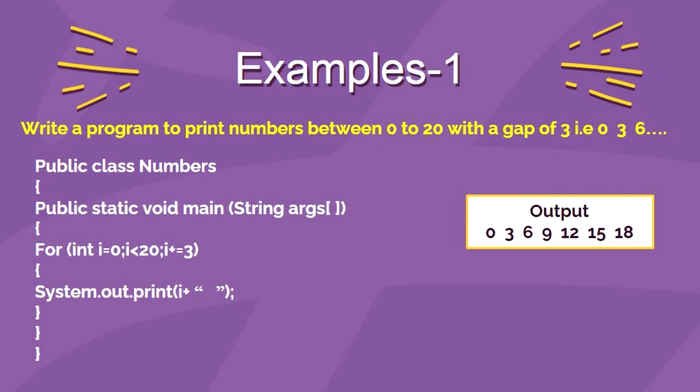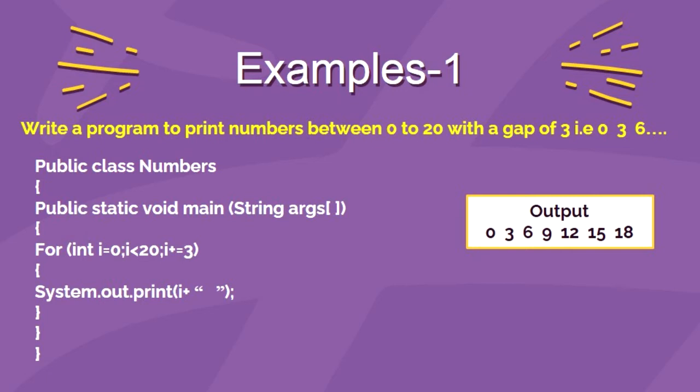In this example 1, the question goes like this: write a program to print numbers from 0 to 20 with a gap of 3. That is, after 0, 3 should print. After 3, 6 should print, and it should go on. The class name is Number. So, public class Number, opening the block. Public static void main(String[] args) is the default statement we use in the program.